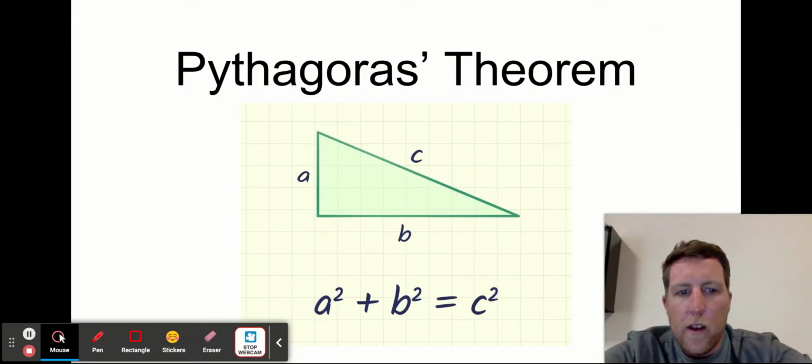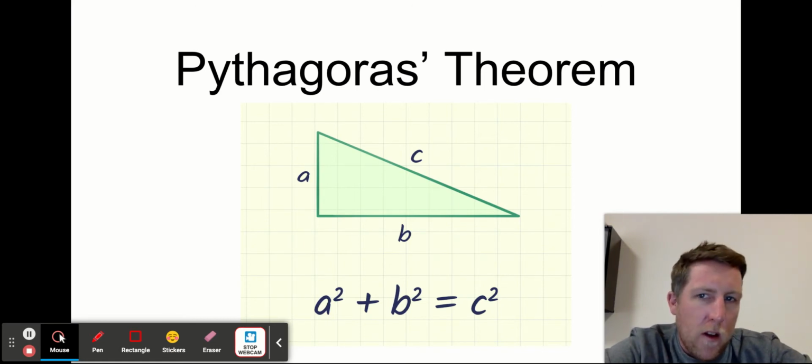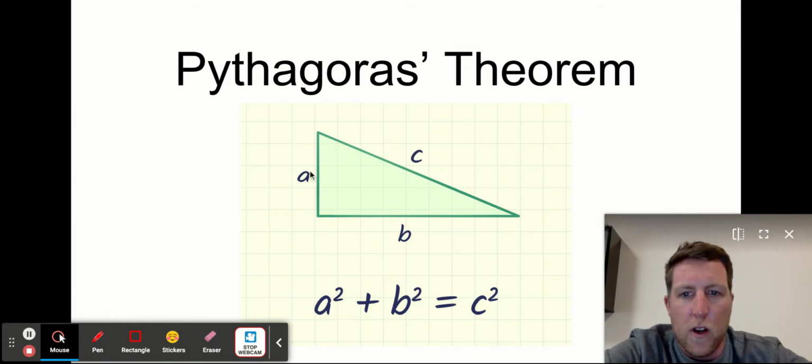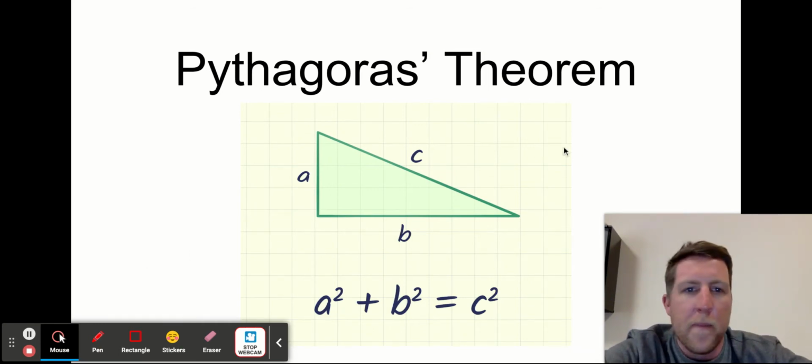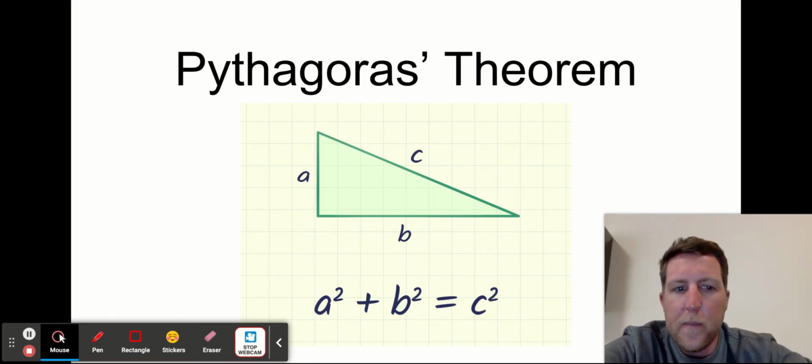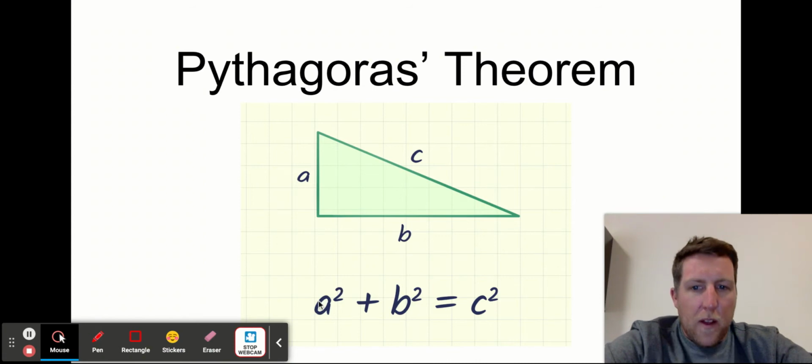Okay, this is a brief lesson on Pythagoras' theorem and finding the different side lengths in a right angle triangle. We've talked a bit about this, but this is kind of bringing a few ideas together. I'm just going to go through the examples, and then you'll have some Khan Academy questions to work on. So this is Pythagoras' theorem.